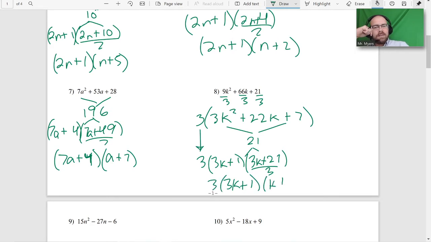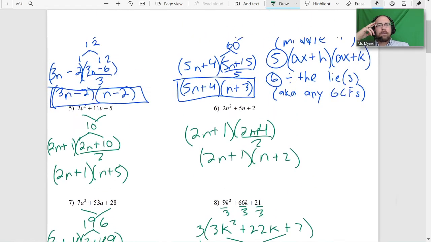And k plus 7. Okay, so if you had done 2 truths and a lie on this before you factored out the 3, you would have divided out an extra 3, and that wouldn't have been right. You would have just gotten 3k plus 1 and k plus 7, which is close to the right answer, but you do need that other 3 factored out, not just divided out. So be really careful with that.